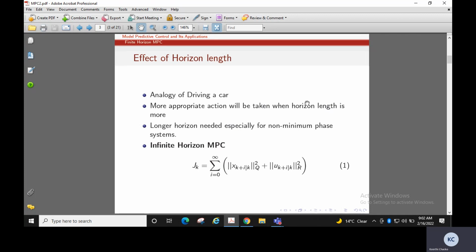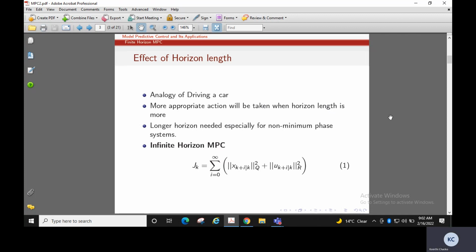Before going into the programming part or the algorithm, we will see a few features of MPC. The effect of horizon length. Like when we are driving a car, the more we look forward, the more control we have over the car. If we can see only a few meters, say due to fog, then we will have less control. If a sudden turn comes, we may not be able to drive the car properly. But when we can see a long distance, then when the turn comes, we can take action appropriately beforehand.